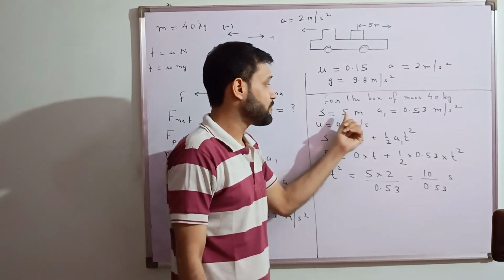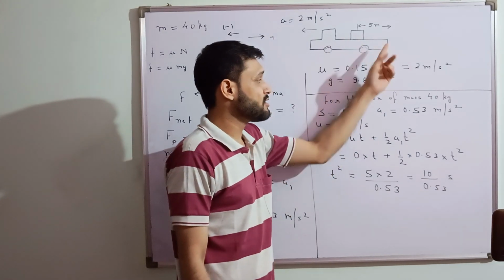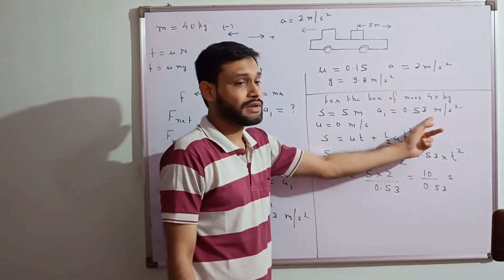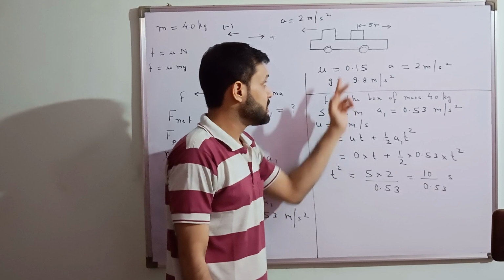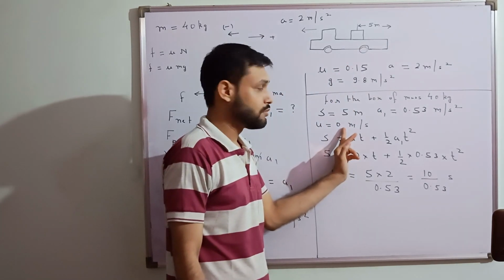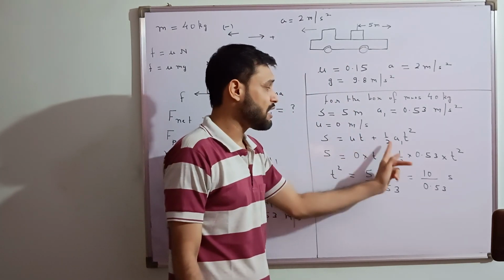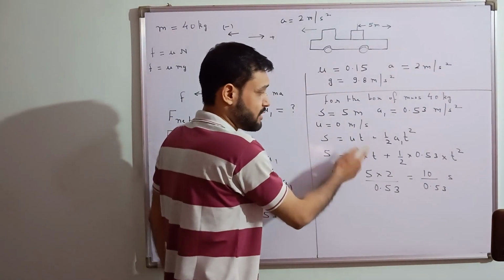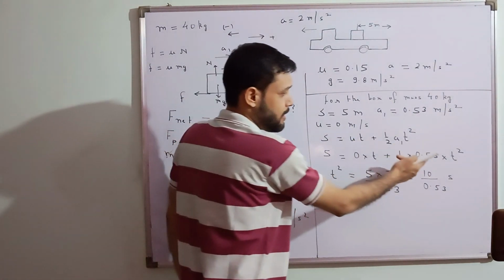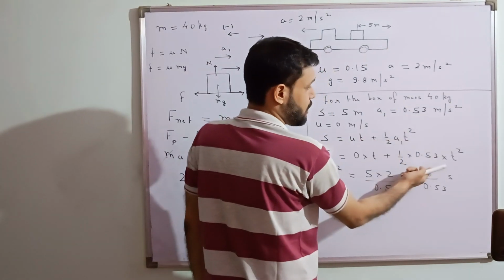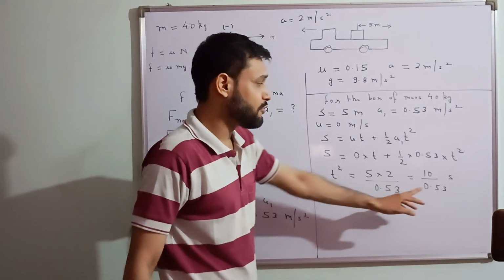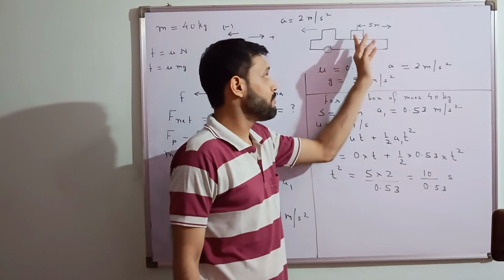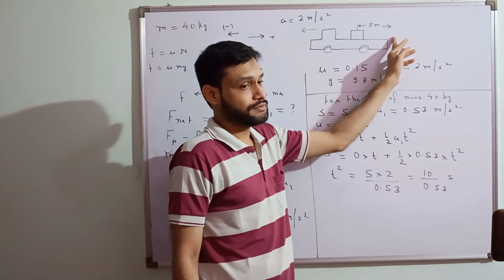So I am writing S as 5 meter. What is the acceleration it can have? It can have 0.53 meter per second square. Now the initial velocity is how much? It is 0. Now S is equal to ut plus half a t square, I am writing. We know the initial velocity is 0, it is starting from 0. Half a, acceleration is this much, we have already found out t. Now we have found out the value of t. This is the time by which the block will fall down.